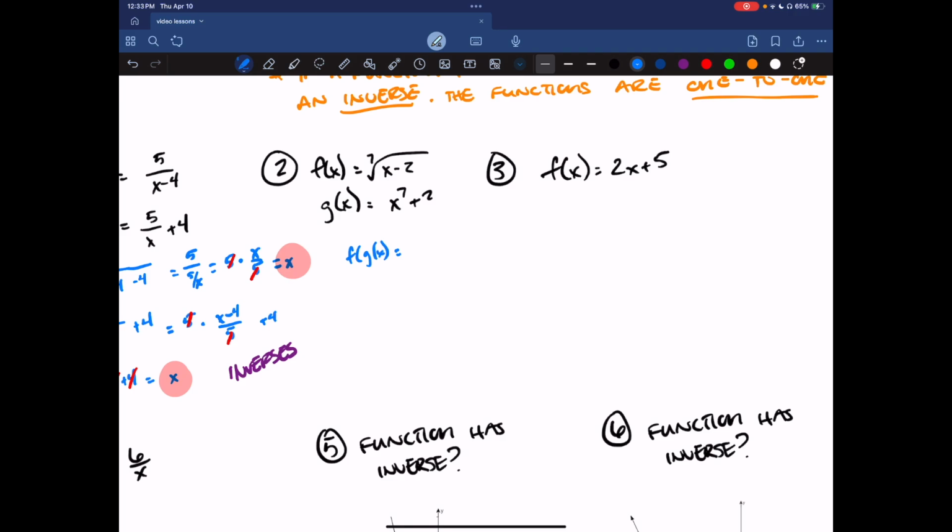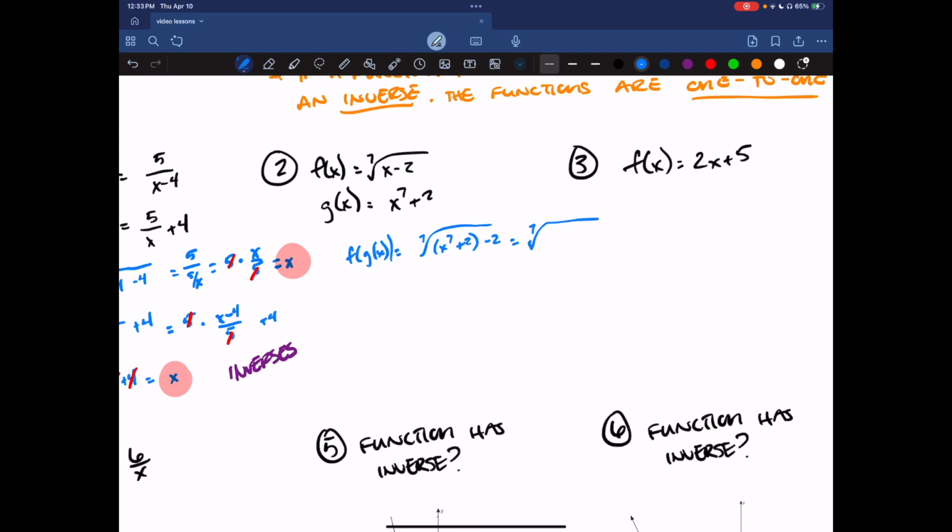Okay, it's going to be the 7th root of x to the 7th plus 2 minus 2. The 2s are going to fall out. That's going to leave me with the 7th root of x to the 7th, which is just going to be x, which is what I was wanting.